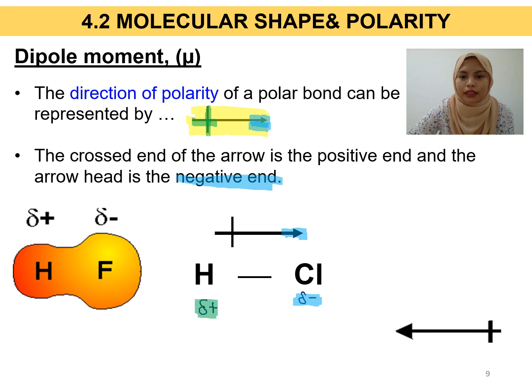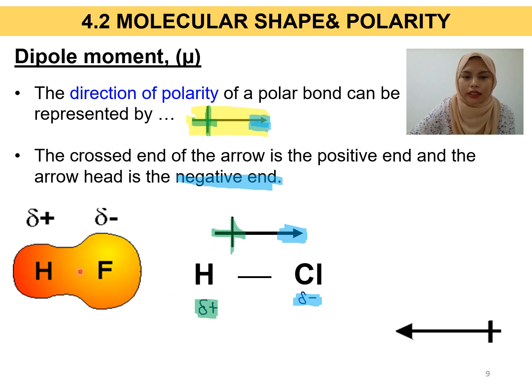So this is the negative end, arrowhead negative end, and then the cross ni adalah positive end. Bermaksud apa? Kalau bond tu dia polar bond, bermaksud yang kalau you nak tunjukkan pergerakan polarity tu, it must be from the less electronegative kepada most electronegative. So inilah dia punya direction of polarity. Kita boleh represent it by this bond.